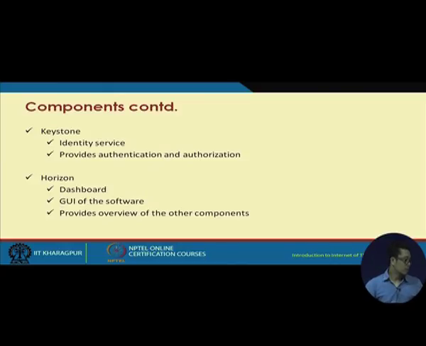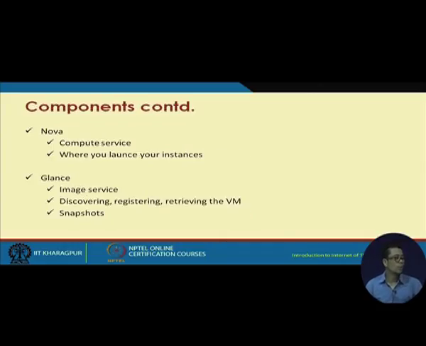Next is Keystone. Keystone is the authentication and authorization system. When a user accesses the cloud, Keystone will be able to detect if this user is authentic, or if this user is authorized to use the resources that he is attempting to use. The next component is Nova. Nova is the compute service. Nova is the component where we are going to launch the instances.